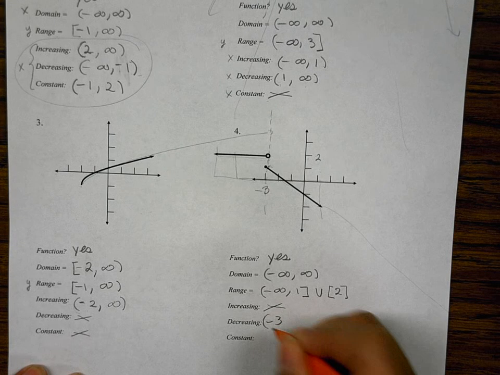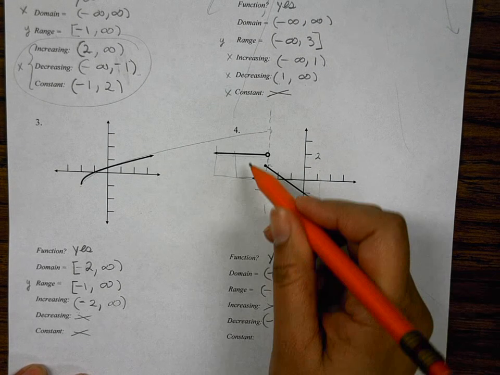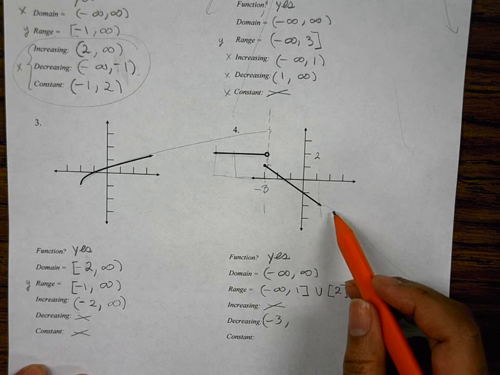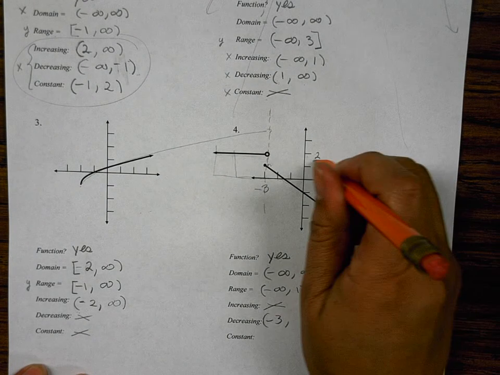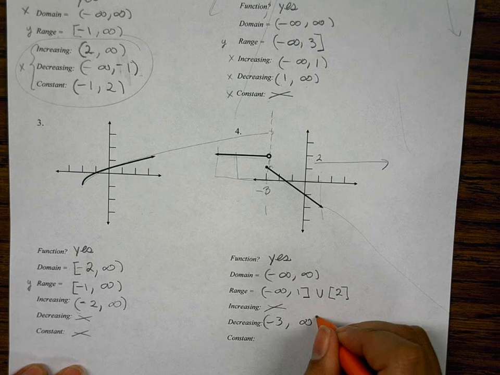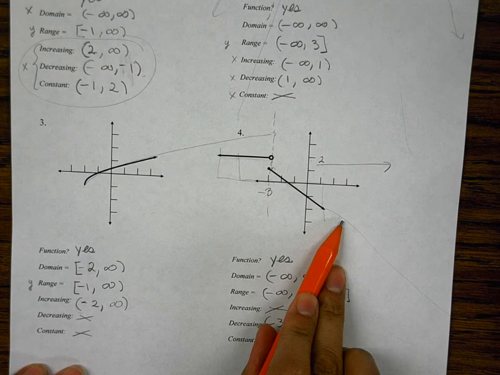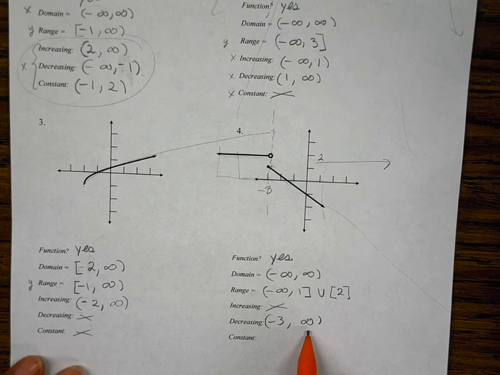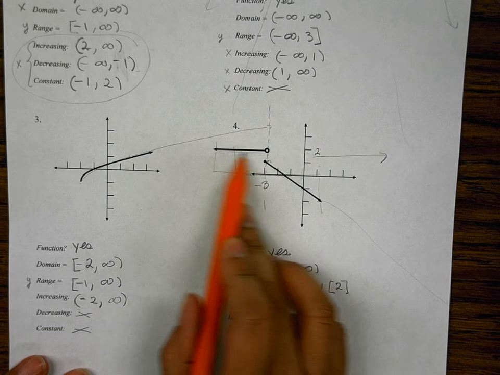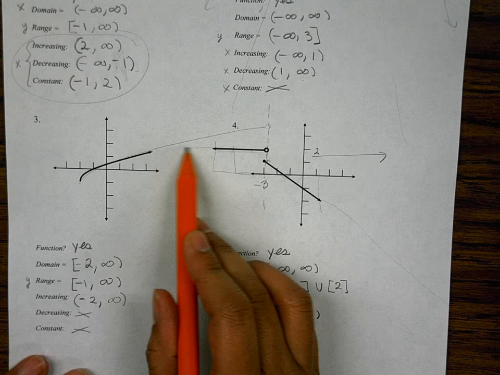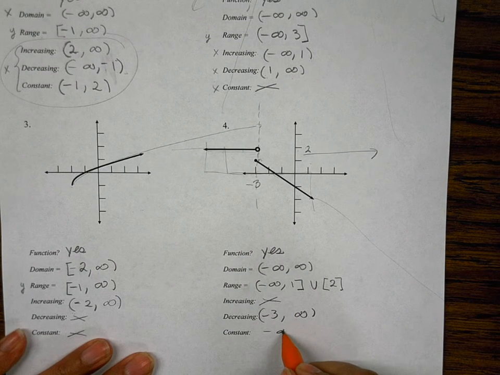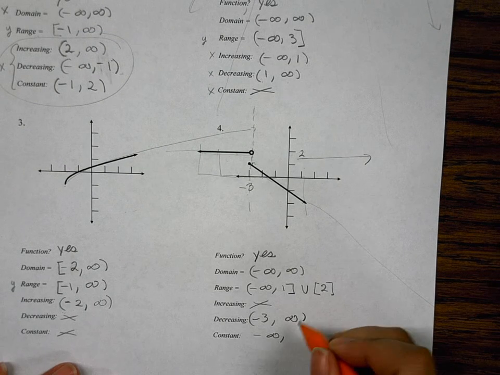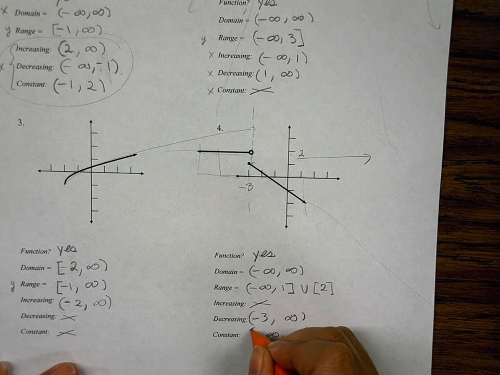Decreasing is from here on, so what is that x value? -3, let's just use parentheses, comma, and it's going downward. It's decreasing onward, going towards the right. Going towards the right is positive infinity. Okay, so it is decreasing for how long? Forever, going towards the right, and going towards the right is positive infinity. Constant is over on this end, and it's going constant forever to the left, so that's negative infinity. And it stops being constant at the -3.